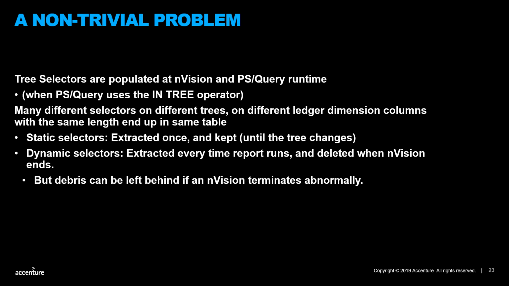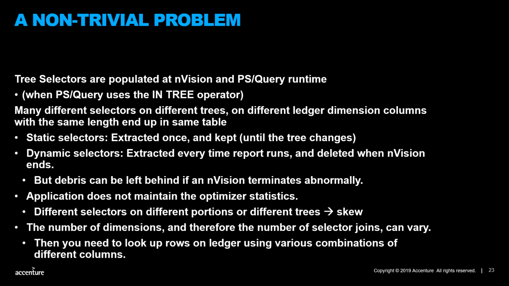So it's a very dynamic thing. One of the problems is you can get debris left behind if an nVision terminates abnormally without clearing out its selectors. The application does not maintain optimizer statistics, and normally each of the trees are quite heavily skewed, so the data tends to be skewed, and with different trees extracted into the same tree selector, the data will be all over the place. So it's very difficult to define statistics that accurately describe the data in a tree selector and then produce desirable execution plans.